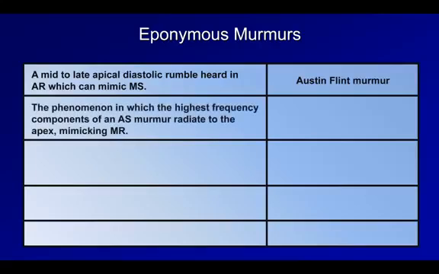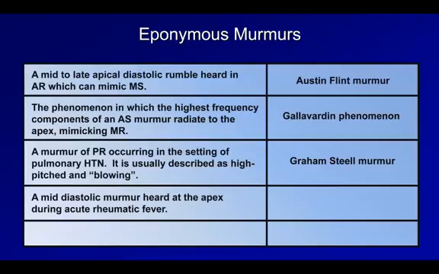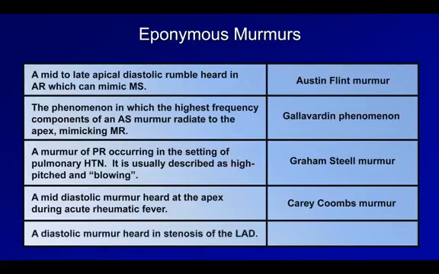Next, the phenomenon in which the highest frequency components of an aortic stenosis murmur radiate to the apex, mimicking mitral regurgitation. That is the Gallavardin phenomenon. A murmur of pulmonary regurgitation occurring in the setting of pulmonary hypertension. The Graham-Steell murmur. A mid-diastolic murmur heard at the apex during acute rheumatic fever, Carey Coombs murmur, and lastly, a diastolic murmur heard in stenosis of the left anterior descending artery. That's Dock's murmur.